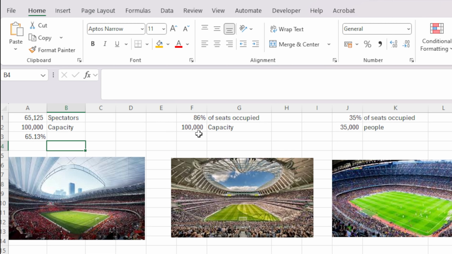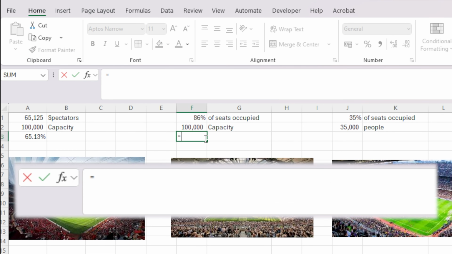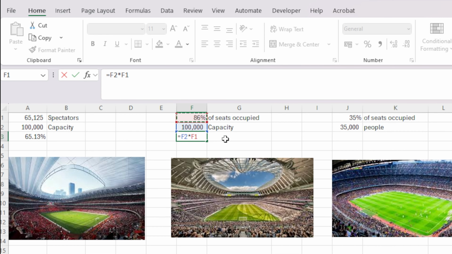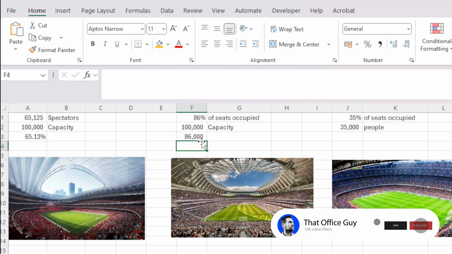What if, however, we only know that 86% of the seats were occupied? What if we wanted to figure out the exact number? Well, for that, it's actually quite straightforward. We're going to open up another equal sign here for a new formula. We're going to this time click on the 100,000 capacity and we're going to multiply it by the 86%. We're going to hit return and now we can see that it's 86,000 people that attended.